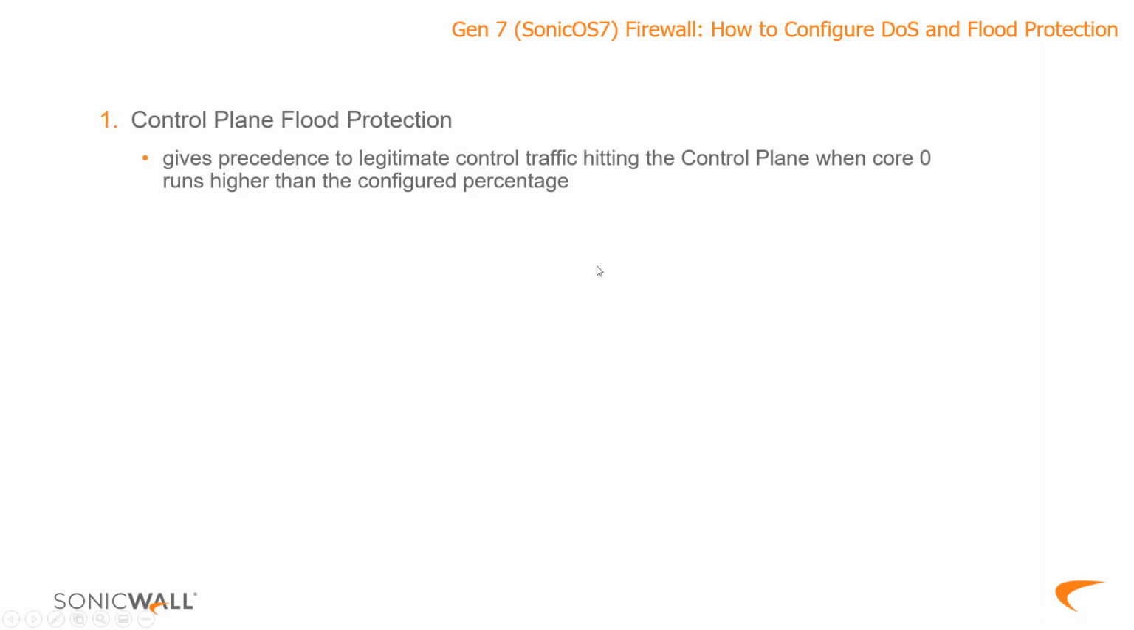Okay, so number one, what we have is the ability to protect against control plane flooding. And this is essentially protection against Core 0, or the Core 0 CPU running too high, which when it does that can contribute to being locked out of the management on the firewall, or even dropped connections for protocols the control plane CPU typically handles. Things like FTP and VoIP being two examples of those protocols.